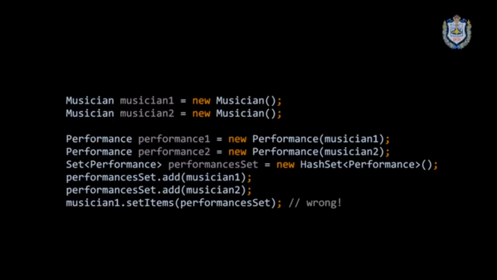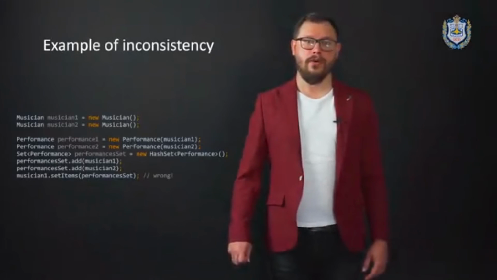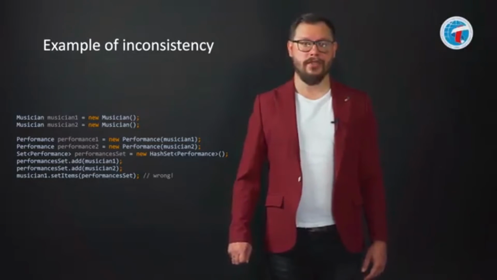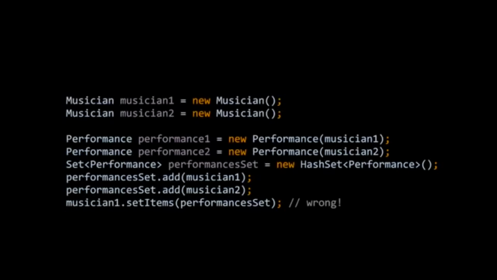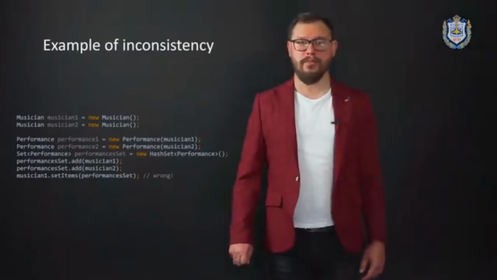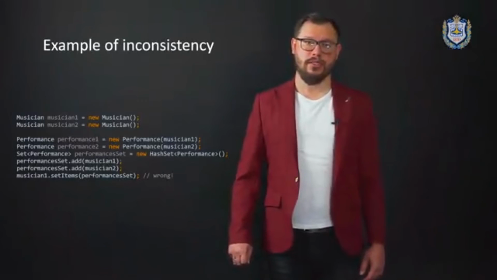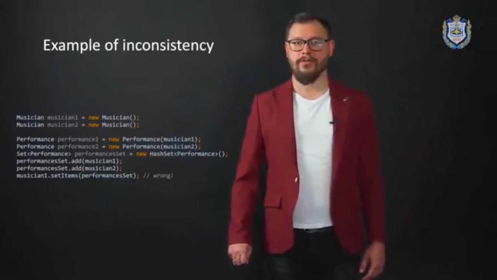JPA resolves this ambiguity using the idea of an owning side of the relationship. References belonging to the owning side take precedence and are saved to the database. As written in the JPA specification, it's a good practice to mark the many-to-one side as the owning side. In other words, performance would be the owning side and musician the inverse side, which is exactly what we did earlier. We achieve this by including the mappedBy attribute in the musician class. We mark it as the inverse side.